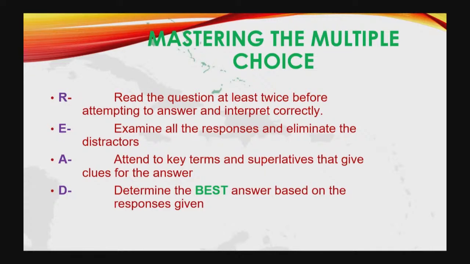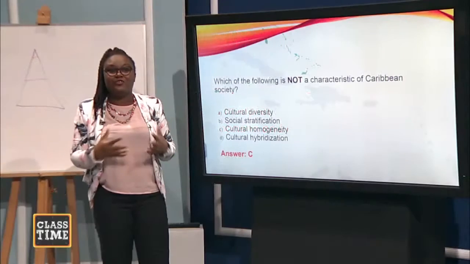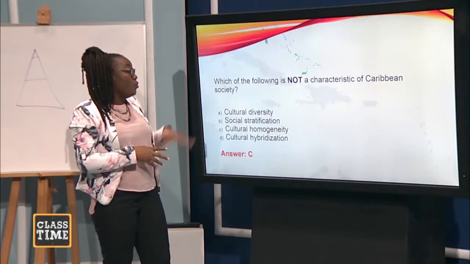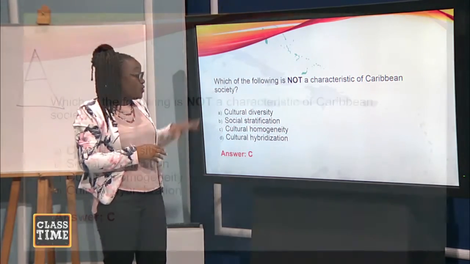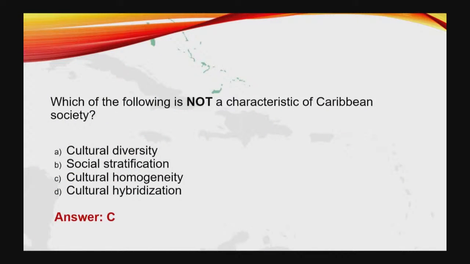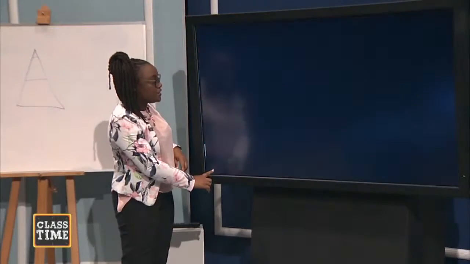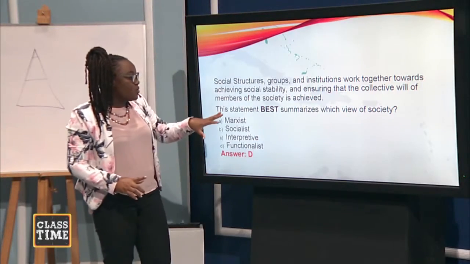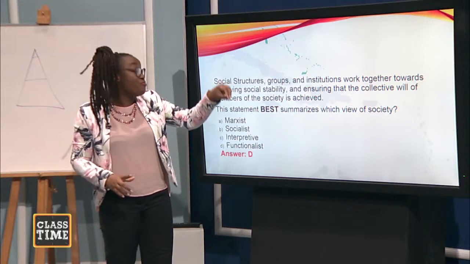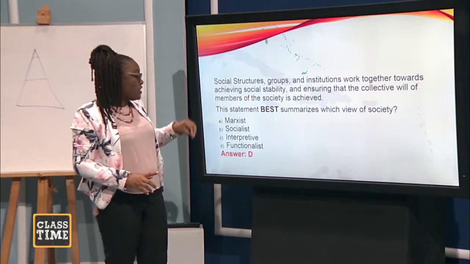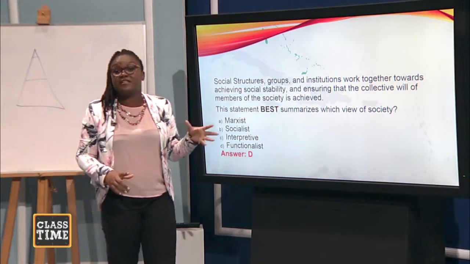Now, I just want to share one question with you before we have to wrap up this lesson. Which of the following is not a characteristic of Caribbean society? We would have looked at these things, and we would have said homogeneity is the answer to that question. Now, this question gives you a statement and says you are to say which best summarizes. All right? And so the answer would be the functionalist perspective.